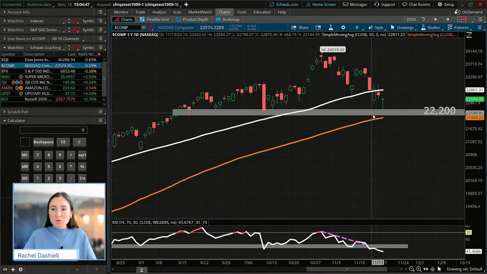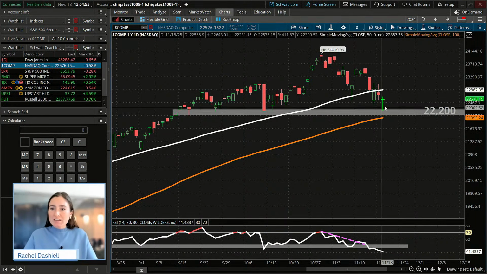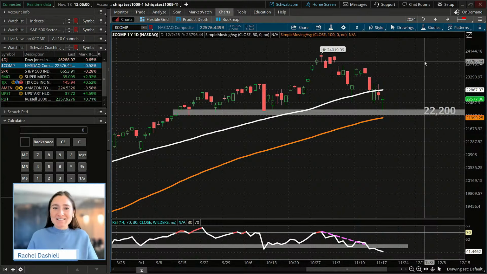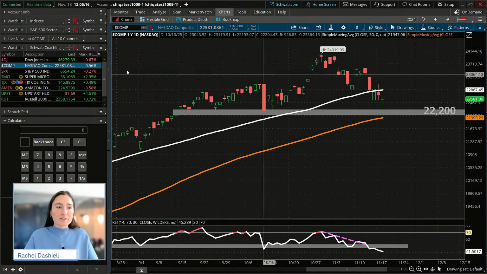But yet we're still holding this horizontal support right around 22,200. And today it's looking like we're forming a little bit of a doji candle, which we all know as technicians, that is more of an indication of a pause or possible reversal, especially if it forms at a level of support or resistance. And we see that doji really forming at that crucial level of horizontal support there.